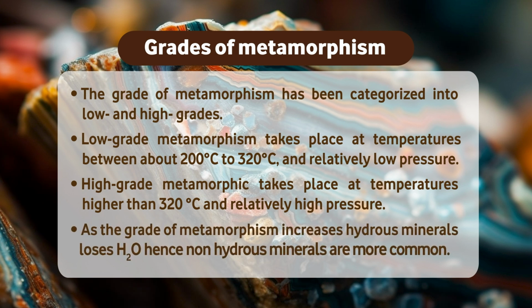As the grade of metamorphism increases, hydrous minerals which are present will lose the water, hence non-hydrous minerals are more common. For example, granulites are high grade metamorphic rocks. A biotite schist is a low grade metamorphic rock. So, this is one way of classifying the metamorphism, which has a direct connotation for the temperature and the pressure at which metamorphism has taken place.